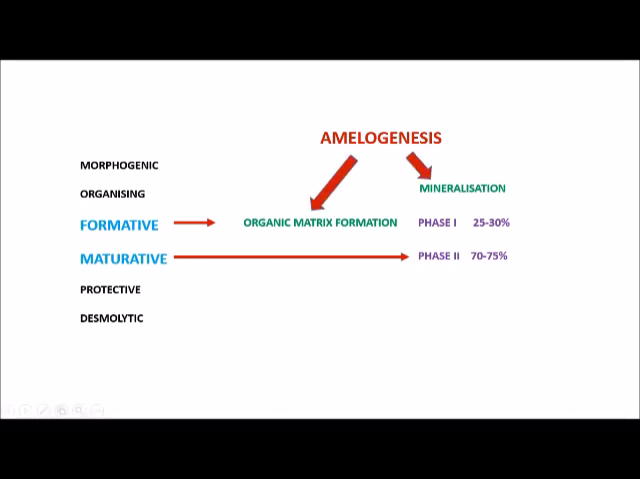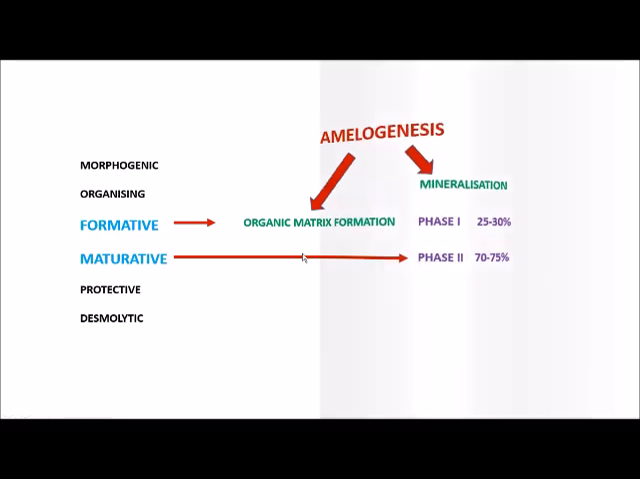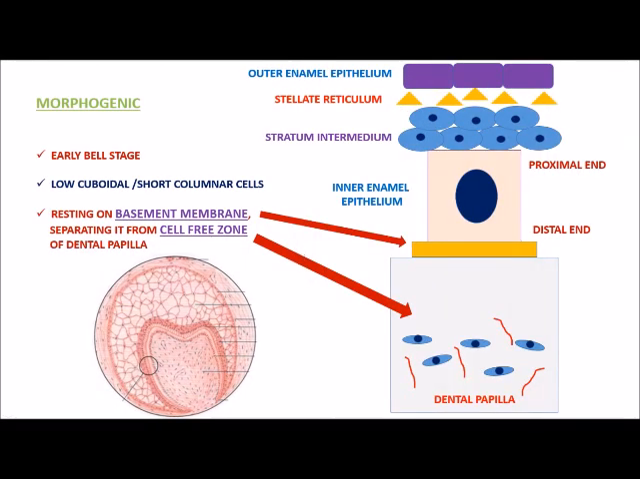As already mentioned, amelogenesis occurs in 2 stages, that is organic matrix formation and mineralization. Here organic matrix formation takes place in the formative stage, phase 1 mineralization takes place in the formative stage, and phase 2 mineralization takes place in the maturative stage. So let's discuss each stage in detail.